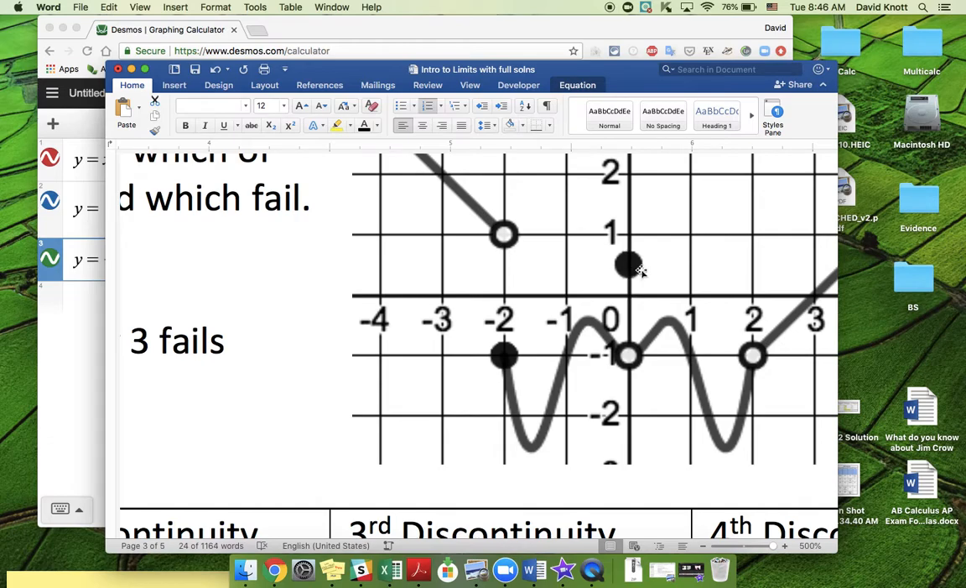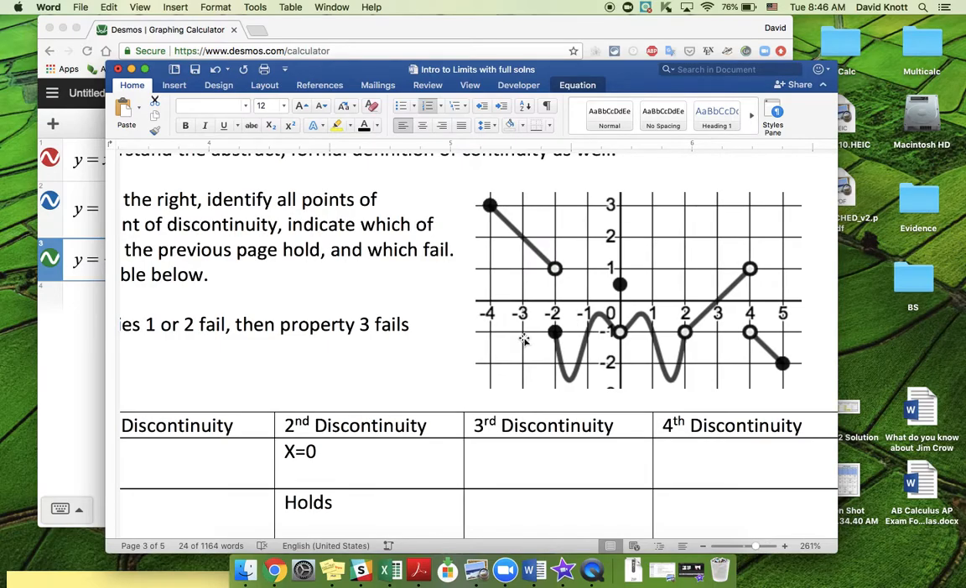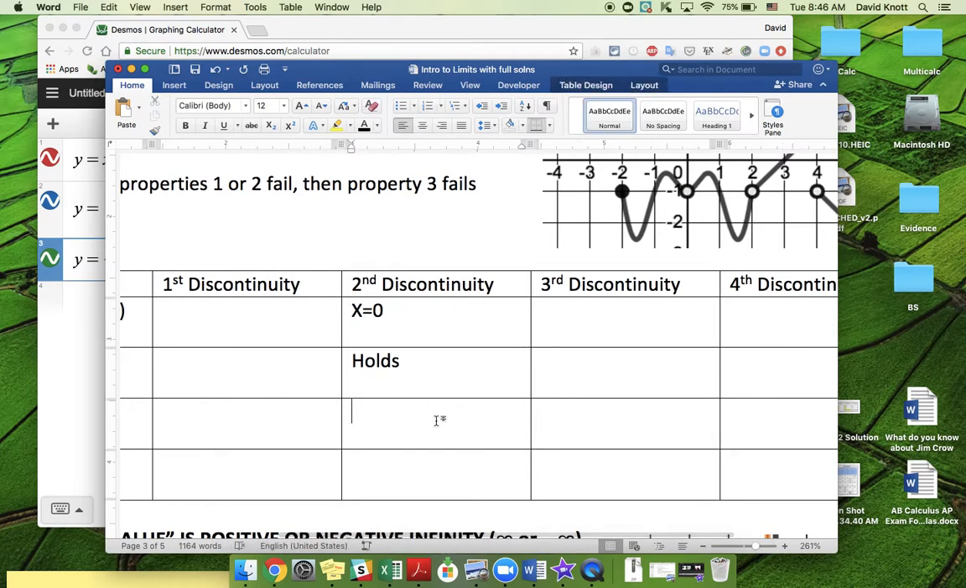Yes, it's whatever this y value is. It's maybe 0.5 or something. The function is defined at 0. Sure, it's not continuous at 0, but it is defined there. You can evaluate the function at 0. It's 0.5. Okay, so the second condition holds as well. And yet the function is not continuous.